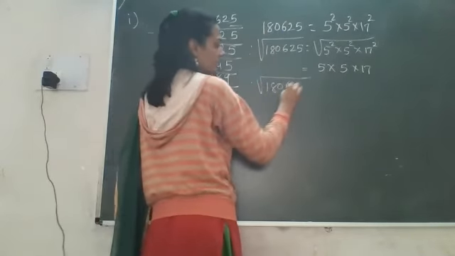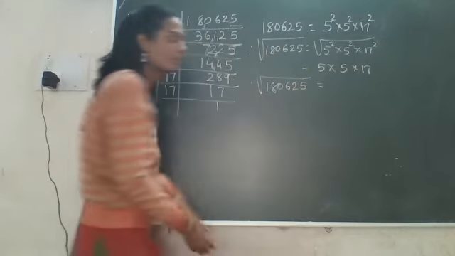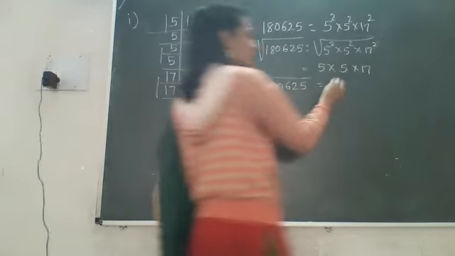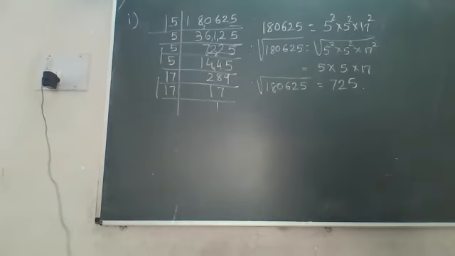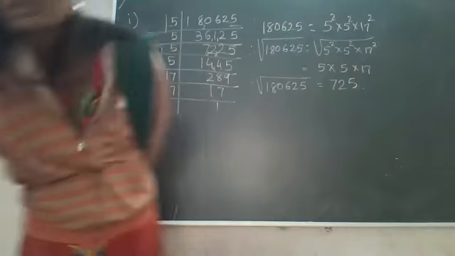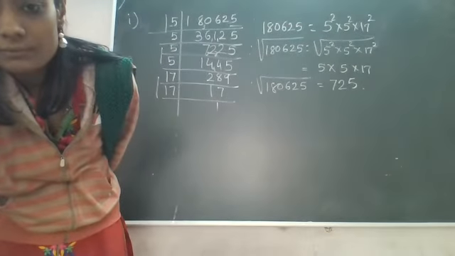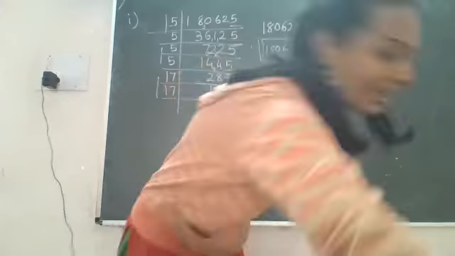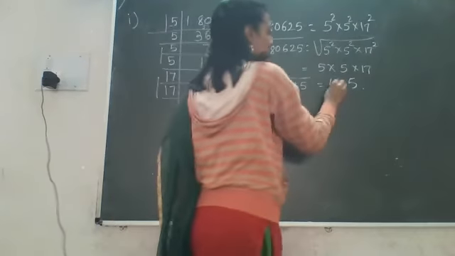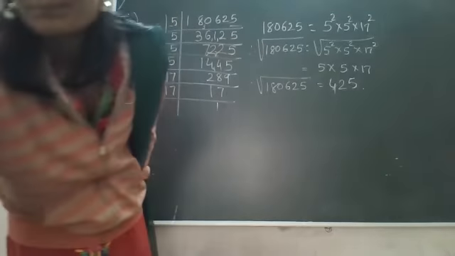4 to 5, 1 to 5, 425. 725 will be our answer, right? No, 425, ma'am. Okay, so here we go, 425. We have multiplied.